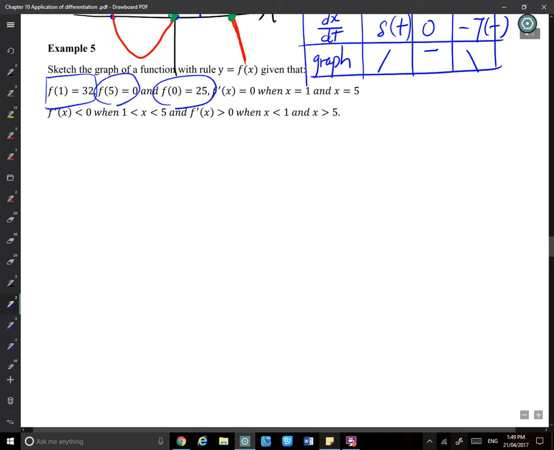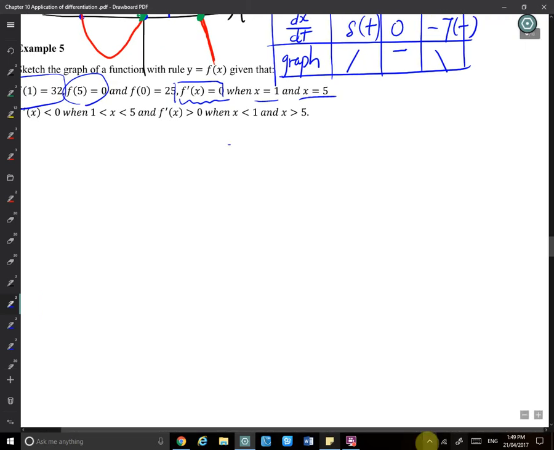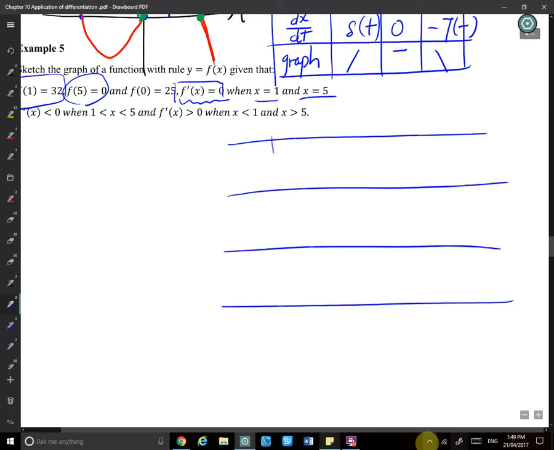The important thing is the derivative they give you. They said the derivative f dash x equals 0 when x equals 1 and 5. That is the most important thing. That can tell you what the shape of your graph is. So let's sketch this table. We work back from this table.